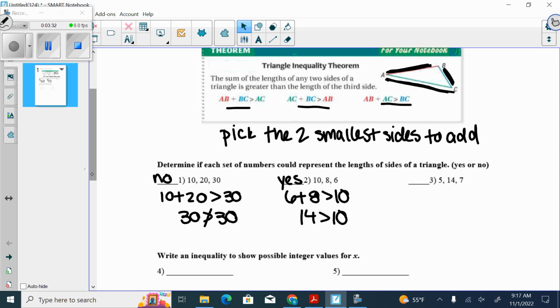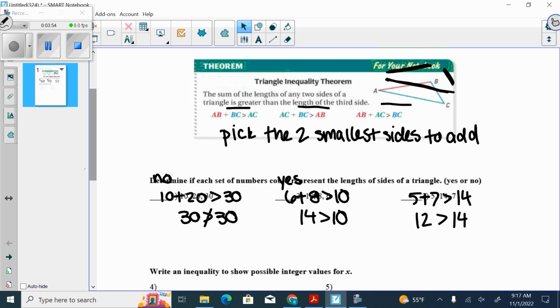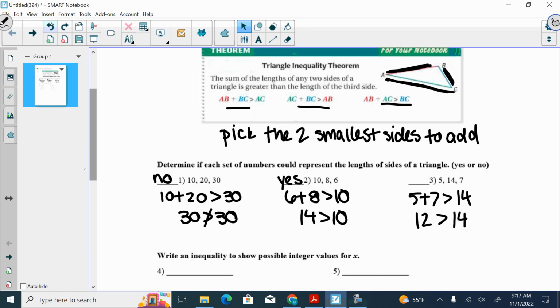Got one more to look at like this. What two terms am I going to add together on number 3? Good. And those would have to be greater than the third side, right? What is 5 plus 7? So is this going to make a triangle? No. Not true, so not a triangle.